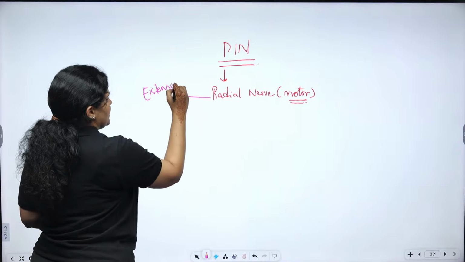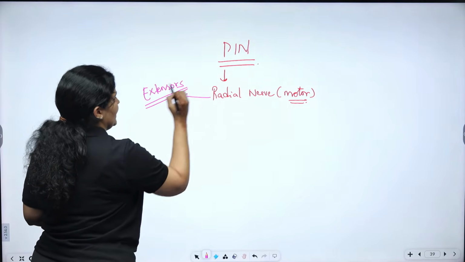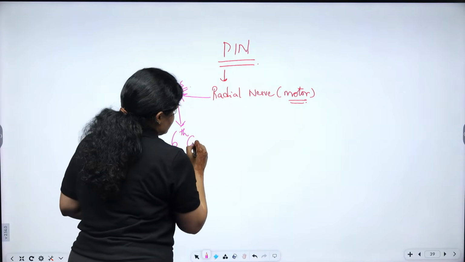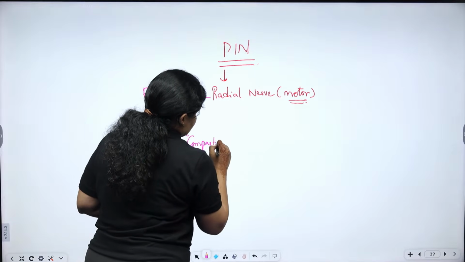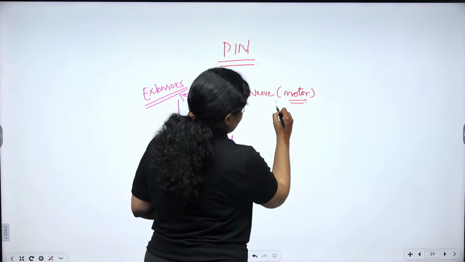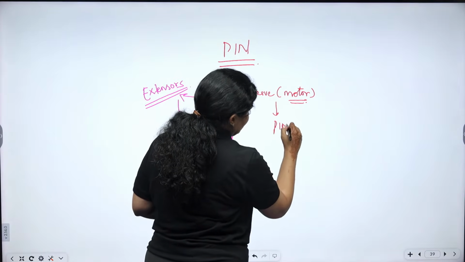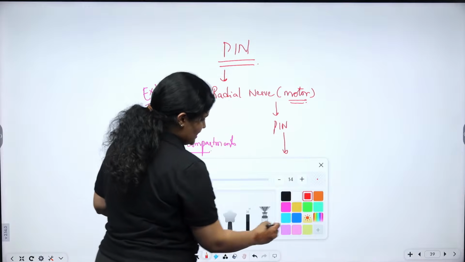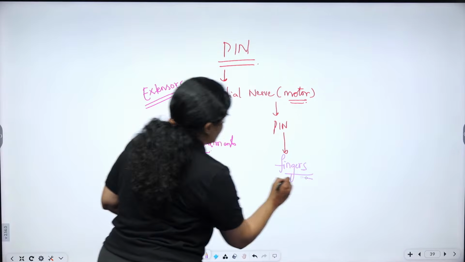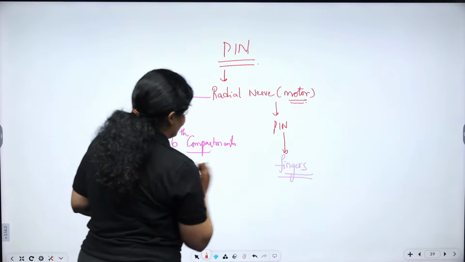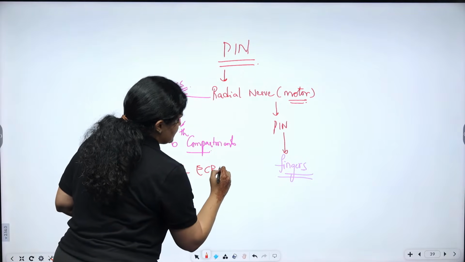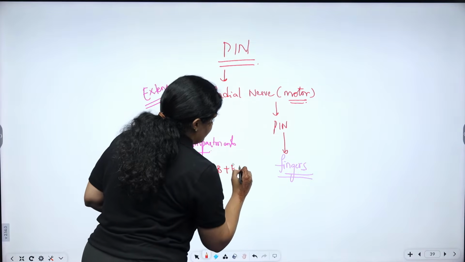The radial nerve supplies all the extensors. The median nerve supplies all the flexors, the radial nerve supplies all the extensors, right? These extensors are present in 6 compartments. The radial nerve gives a branch which is called the PIN, and this supplies all the extensors to the fingers, especially the long extensors. The wrist joint is supplied by your 2 extensors, extensor carpi radialis brevis and extensor carpi radialis longus.